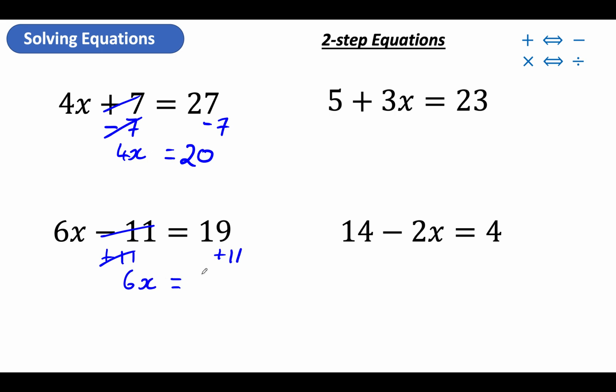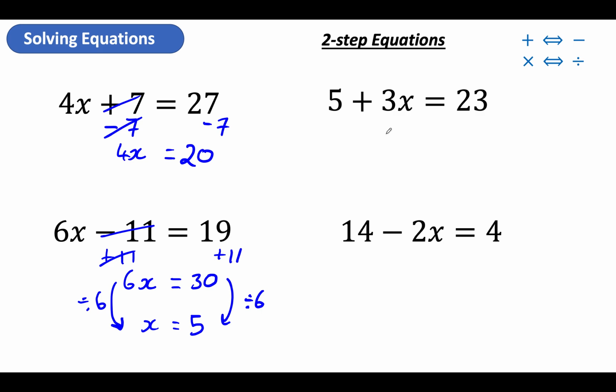19 plus the 11 over this side equals 30. So 6x's are 30. I only want one of them, so I divide by that number touching x, which is 6. So let's divide by that 6. We do it to both sides. 30 divided by 6 is 5.